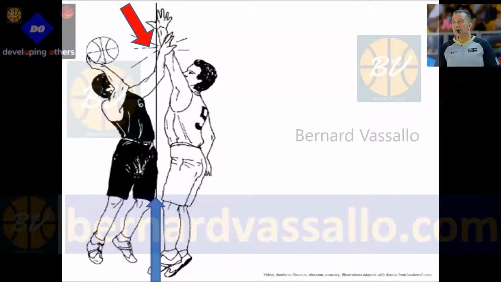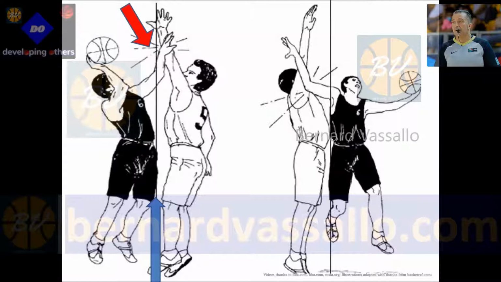If the shooter, black 6 in this case, causes contact by extending his arm into the defender's cylinder, then an offensive foul may be called against him. I'm not saying must always, but the referee has got to judge the action. If a big advantage has been taken, then an offensive foul has to be called against black 6.